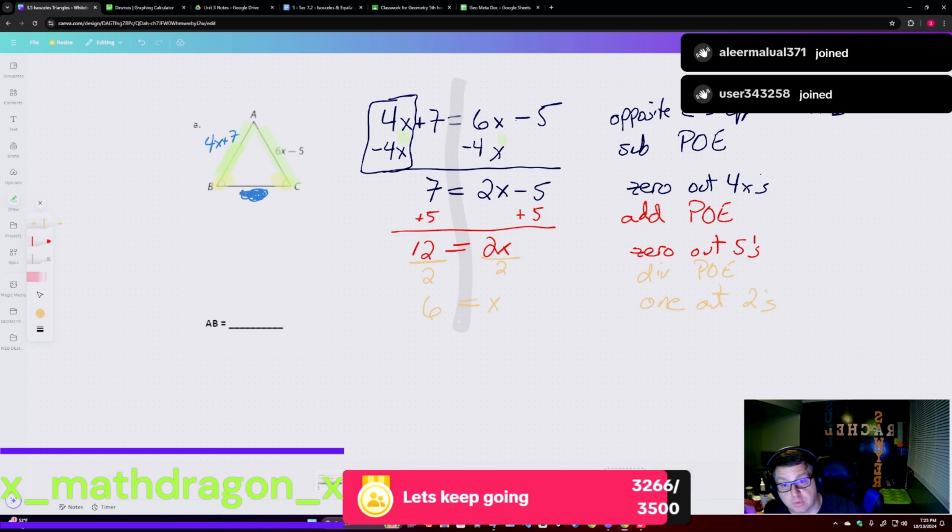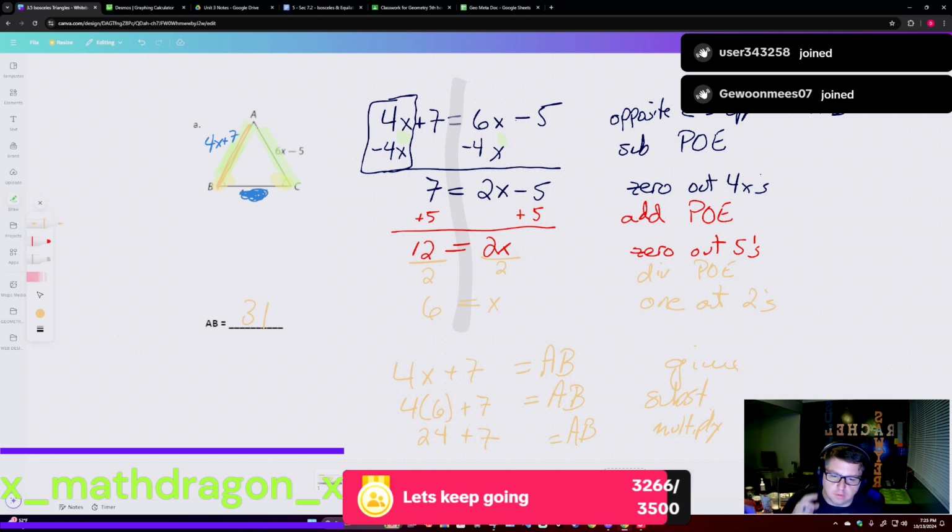Now, x equals 6, but it's looking for AB. And if AB is 4x plus 7, that's given. We're going to do 4 times 6 plus 7 equals AB. That's substitution. And then that's 24 plus 7, which would be 31. So AB equals 31. Multiply. And then you can put simplify or combine like terms. And you're good to go.